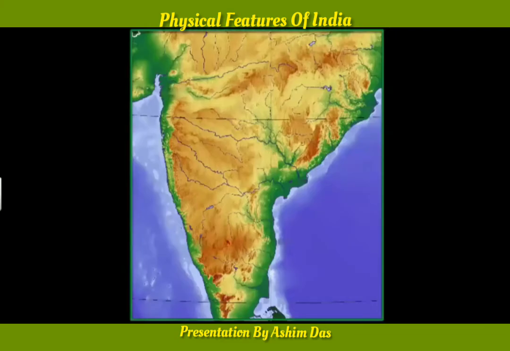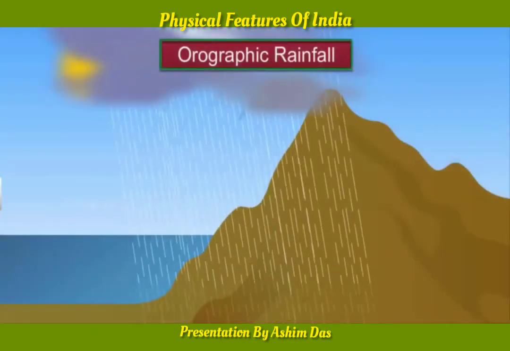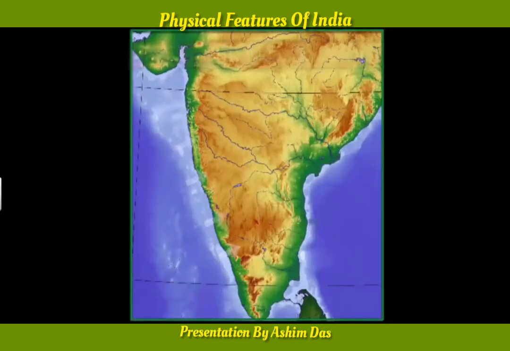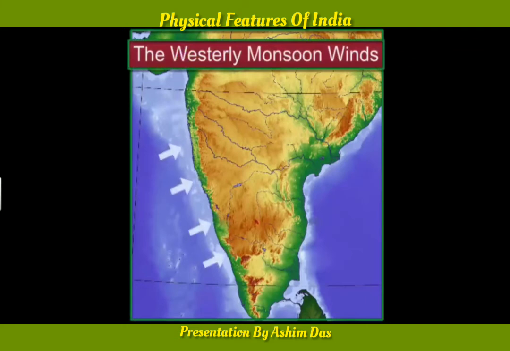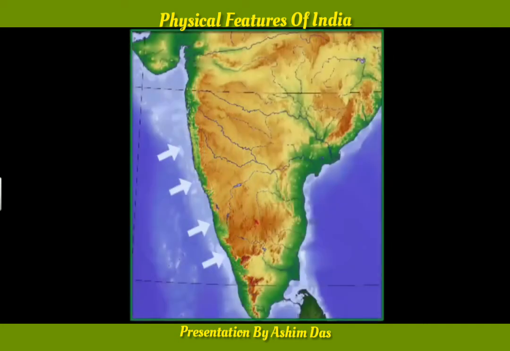An interesting feature of the Western Ghats is orographic rainfall. Orographic rainfall is caused when a range of mountains intercepts rain-bearing monsoon winds. The Western Ghats intercept the westerly monsoon winds, forcing these winds to deposit most of their rain on the windward side, which is the western side. Therefore, the area of the Deccan Plateau to the east of the Ghats receives very little rainfall.